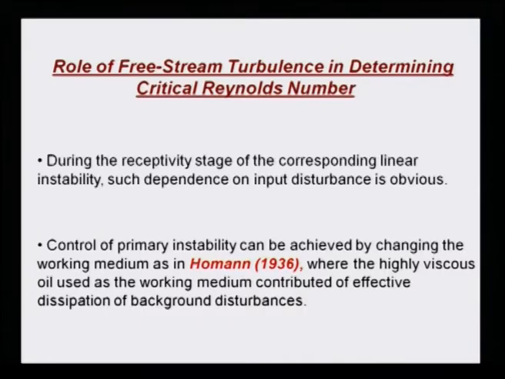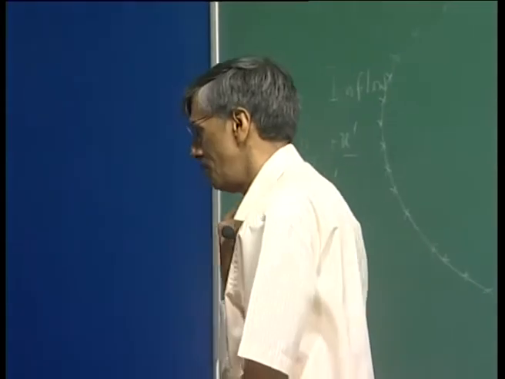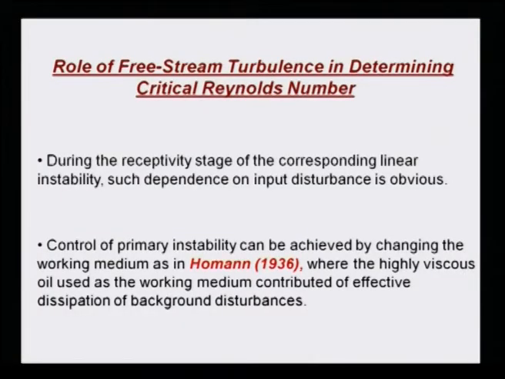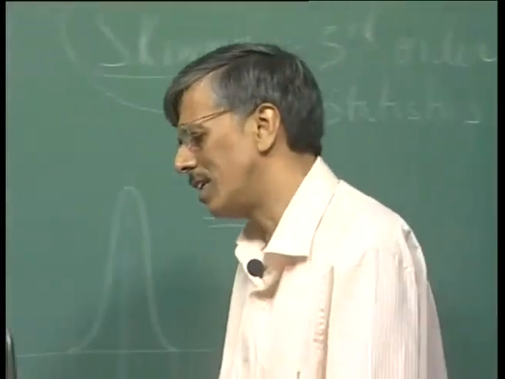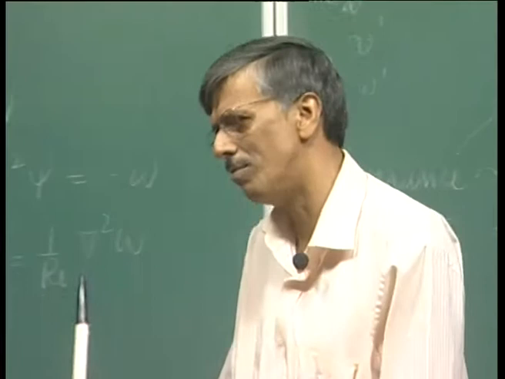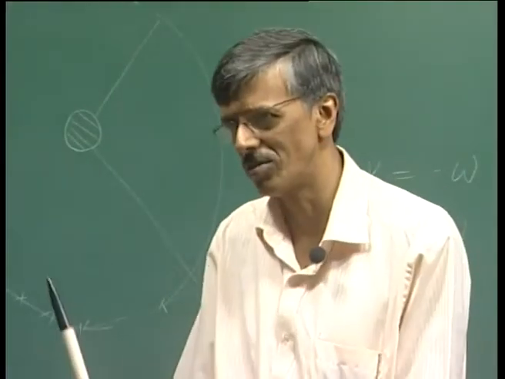Now, that was also the reason Hohmann could do that. Hohmann's experiment was one such brilliant experiment where control of primary instability was achieved by the working medium itself, because it was a very highly viscous fluid, and it could dissipate those background disturbances, and you could delay the primary instability indefinitely. Now, I think we have a fairly decent idea of what happens in bluff body flows.